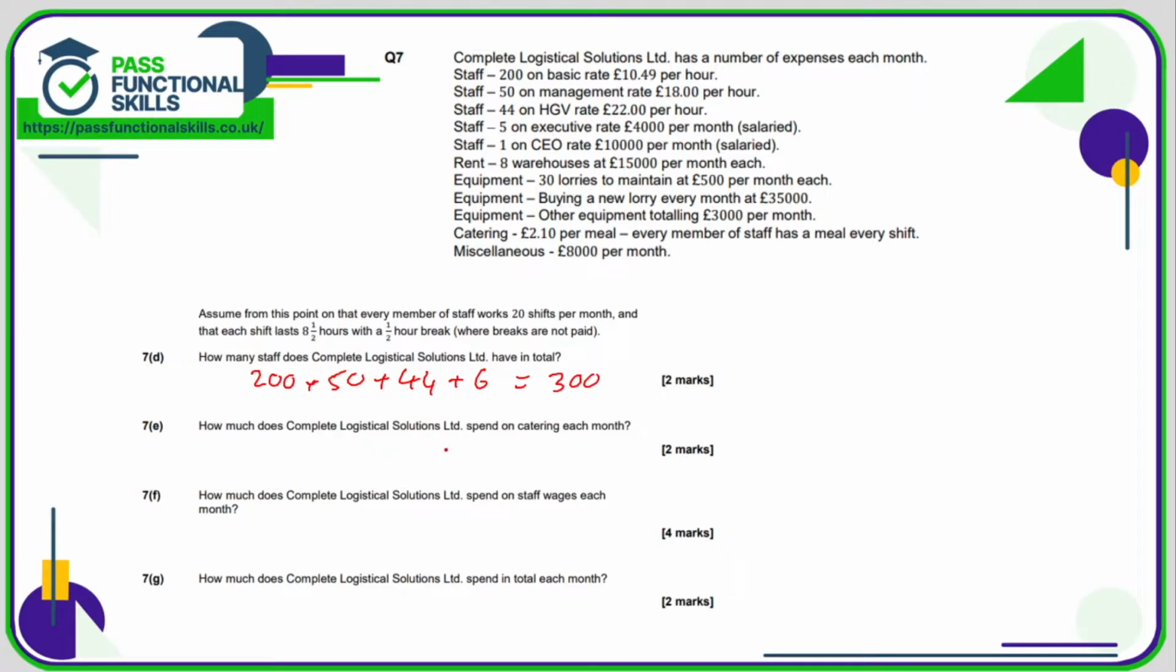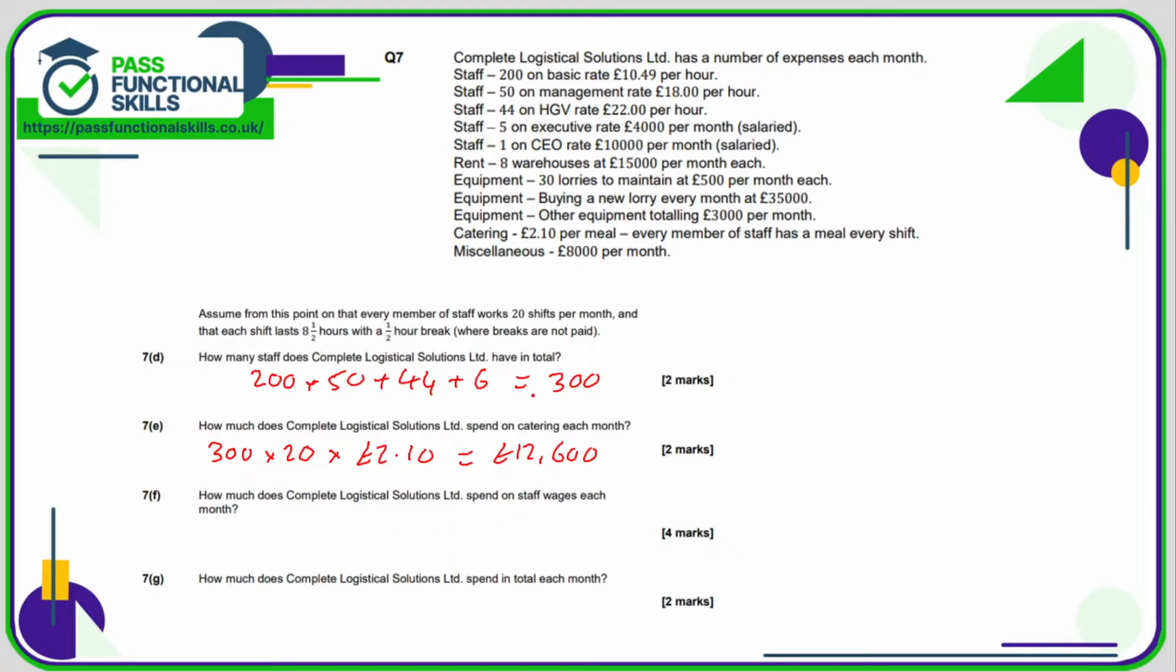How much does Complete Logistical Solutions spend on catering each month? We're told that each member of staff works 20 shifts, and we don't need how many hours they work and how long their breaks are at this stage. So there's 300 workers, 20 shifts per month, where they all get a meal. Every member of staff has 1 meal per shift, so that's 300 members of staff times 20 shifts times £2.10, the cost per meal, and that comes to a total of £12,600.